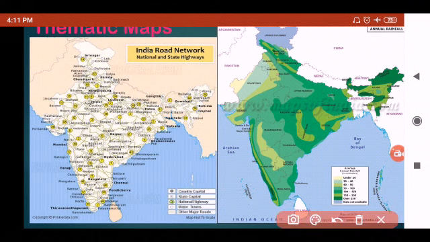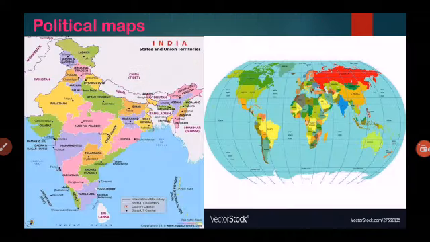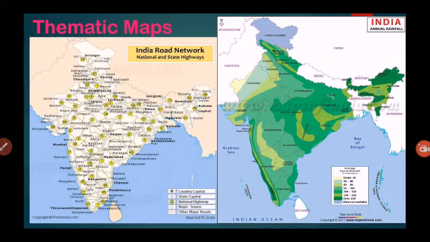Another map shows how much rainfall is received by the different parts of India. This is also a particular theme, so it is also a thematic map. I hope you have understood the different types of maps. The first one we studied was the physical map, the second is the political map, and the third is the thematic map. The next things we will discuss in our next video.